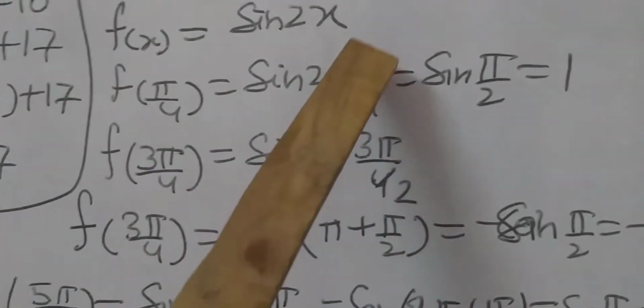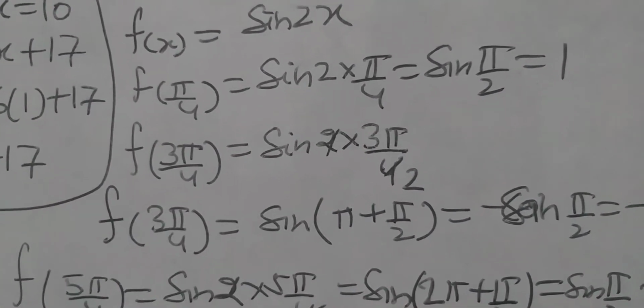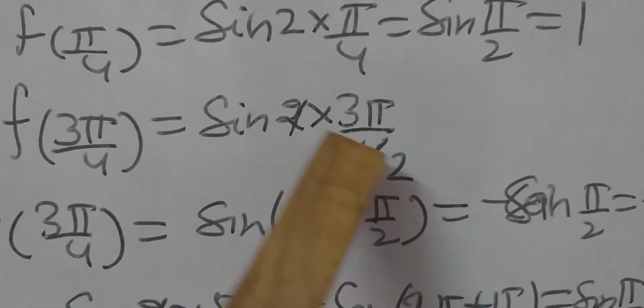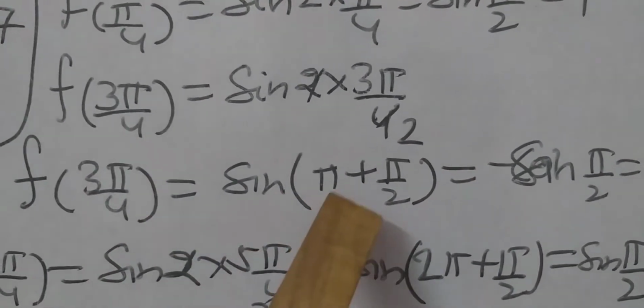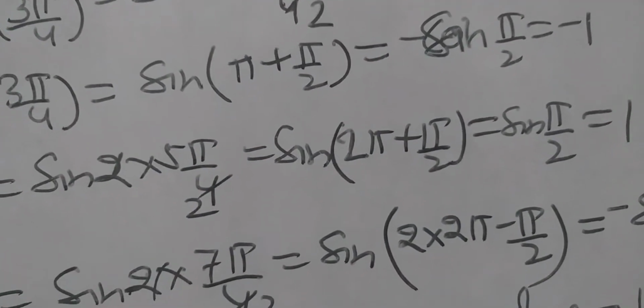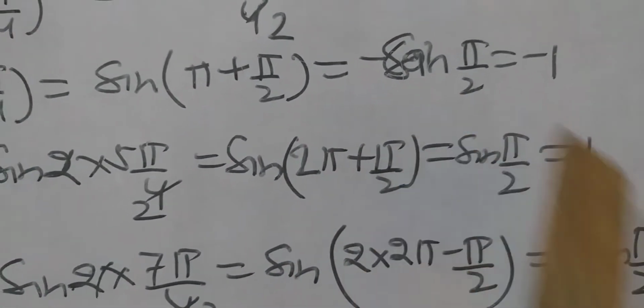Sin 2 into pi by 4, so 2 into pi by 4, sin pi by 2 equals 1. At 3 pi by 4, students, sin 2 into 3 pi by 4, so sin 3 pi by 2. So we can write sin (pi plus pi by 2), 3 pi by 2. So sin (180 plus theta) is minus sin theta. So minus sin pi by 2, theta value pi by 2. So its answer is minus 1.